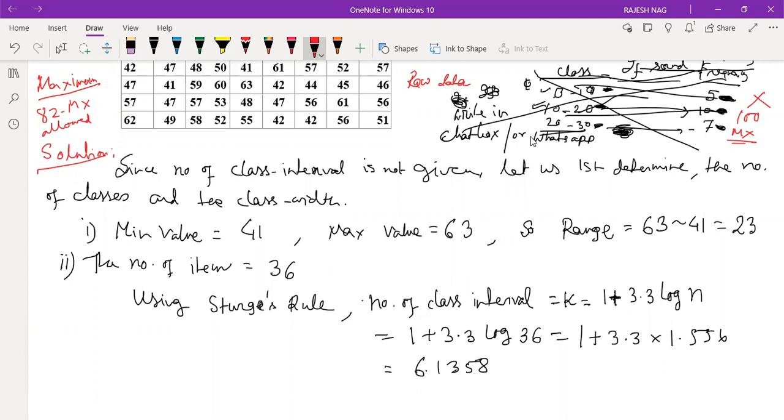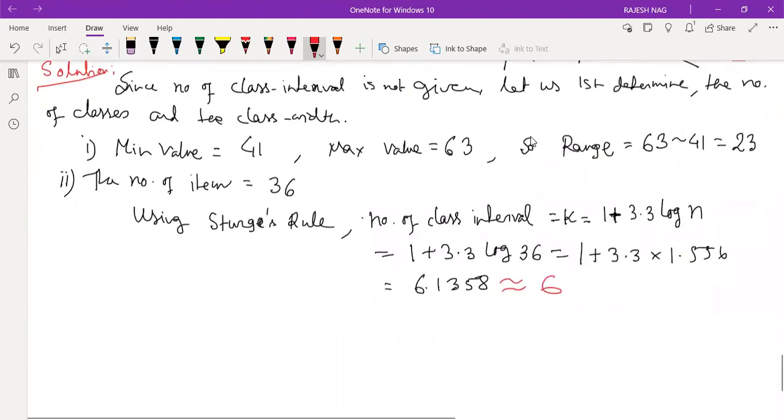Okay, whatever. So the number of class intervals will always be an integer, so we are rounding it up to 6. Clear?